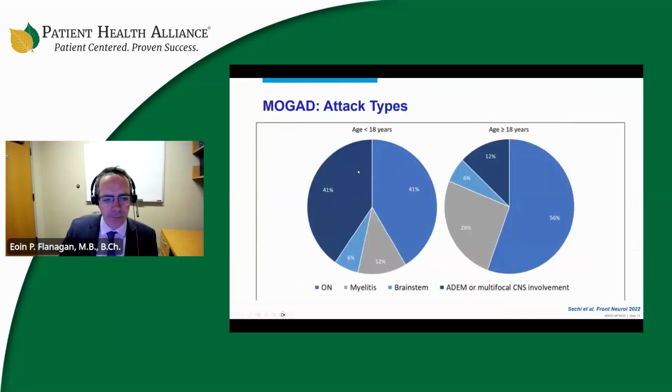So what are the attack types of MOGAD? Well, the most common presentation is actually optic neuritis, or optic nerve inflammation, but also in children, children can tend to get what's called ADEM, acute disseminated encephalomyelitis, which means inflammation within the brain and the spinal cord. So sometimes children will become confused or develop weakness in their arms and legs, and that can be quite common in children. And then when you go into adulthood, the optic neuritis or optic nerve inflammation really takes hold as the dominant manifestation.